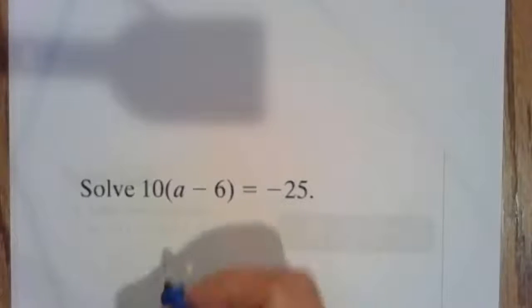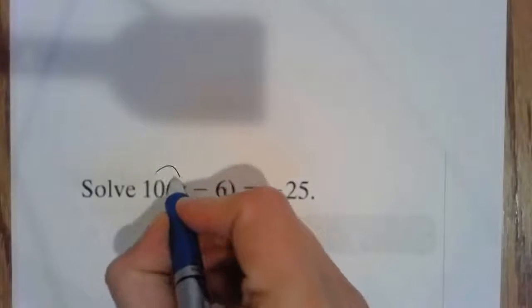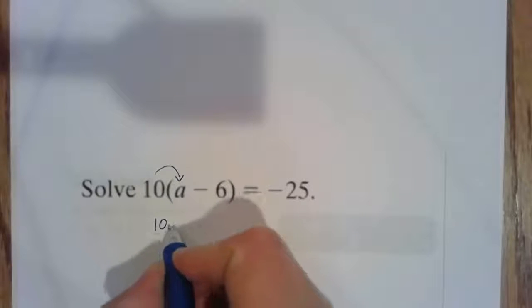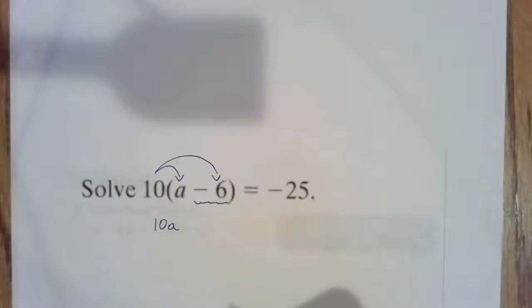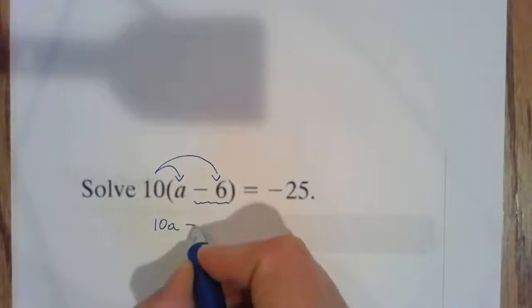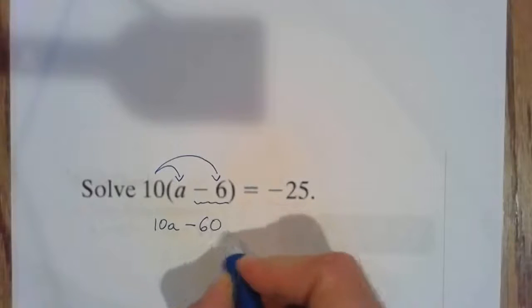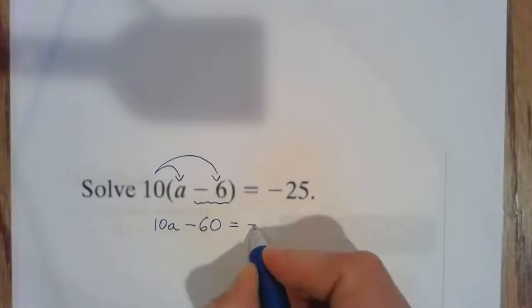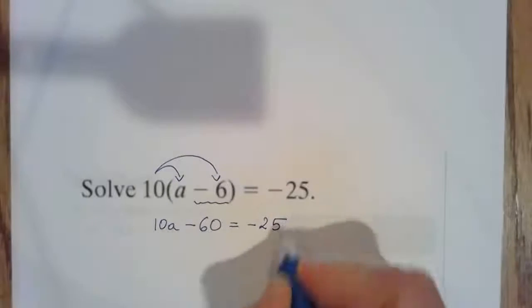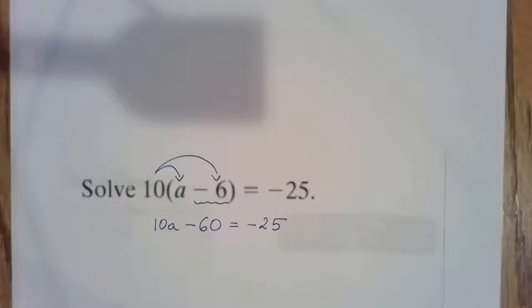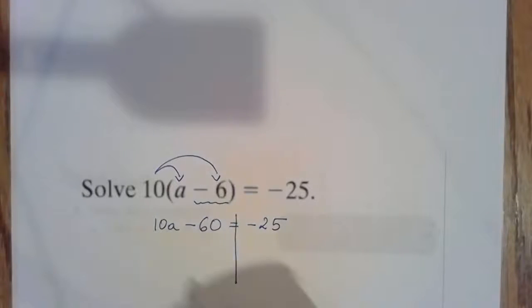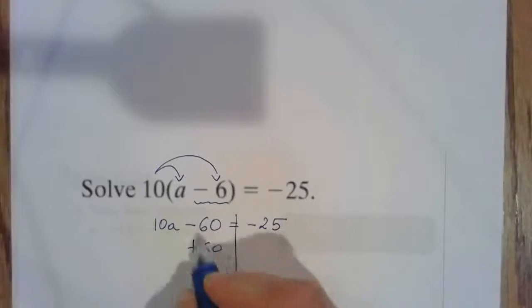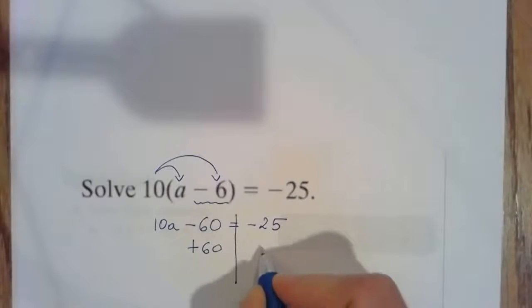I'll use distributive property. So 10 times a is 10a. 10 times negative 6, remember to multiply that with a sign, is negative 60. And that equals my right side, which is negative 25. Now we have a two-step equation, which we are used to doing, right? So let's separate the sides. Add 60 to both sides because I have negative 60. I have to get rid of it.